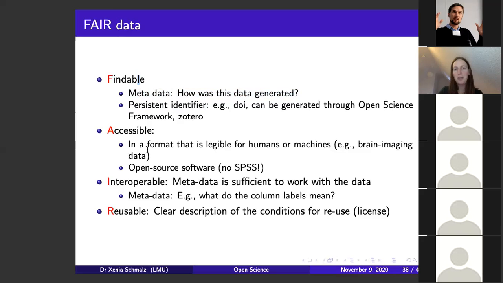Accessible means that it should be in a format that is legible, and that means both for humans and for machines. So for humans, it should be in a format that's relatively intuitive. For machines, it should be in a program that the computer, for example, can open. So, for example, if we have brain imaging data, there are normally a lot of files associated with it, and often it's stored in very exotic formats. It is important to have a structure there that is intuitive.